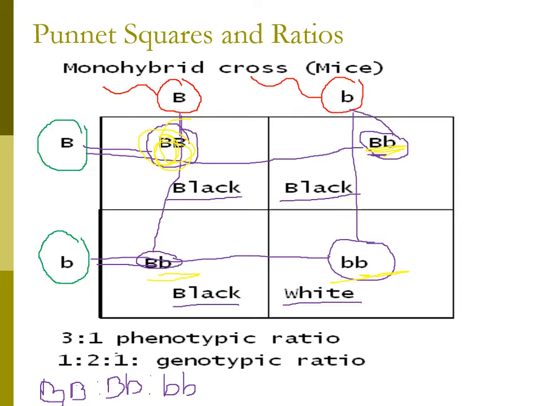Now notice your phenotypic ratio is different. So phenotype is what you physically look like. So we always start with the dominant. So how many of my babies are going to look dominant, which is black? Well, I got 1, 2, and 3. 3 of them are going to be black.